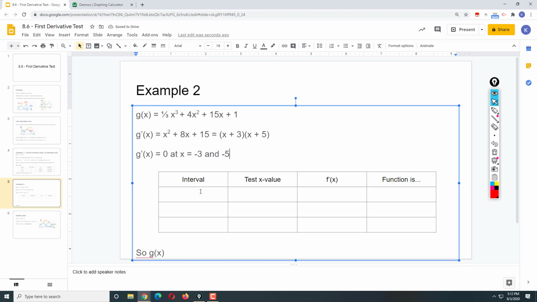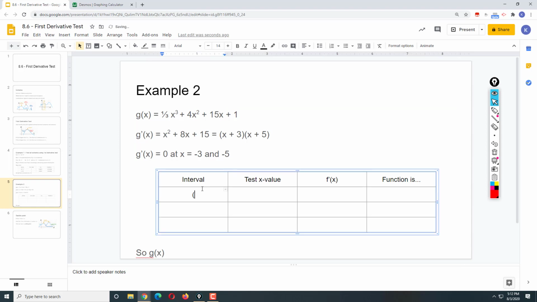Now let's think about what the derivative looks like in our three intervals. We have from negative infinity to -5. The second interval is -5 to -3. The third interval is -3 to positive infinity. So when x is less than -5, let's try -6. The derivative is negative times negative, so it's positive. So our function is increasing.